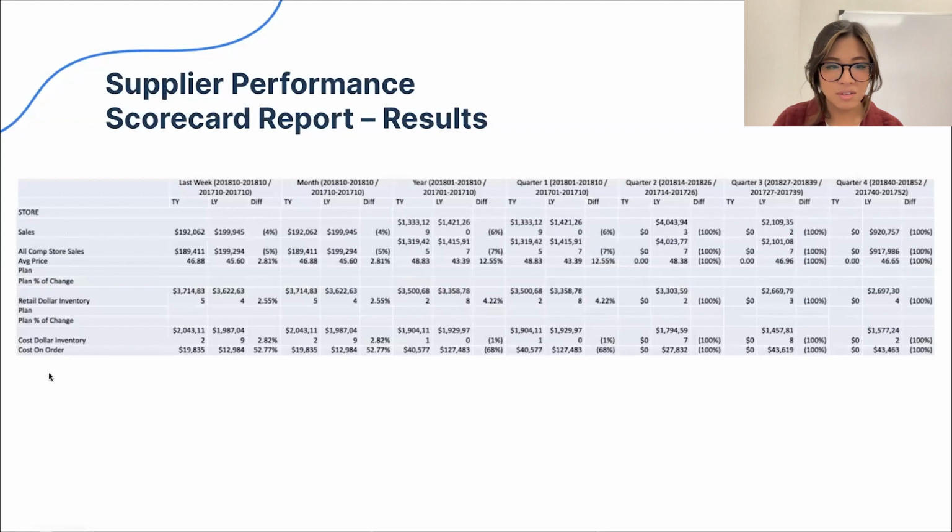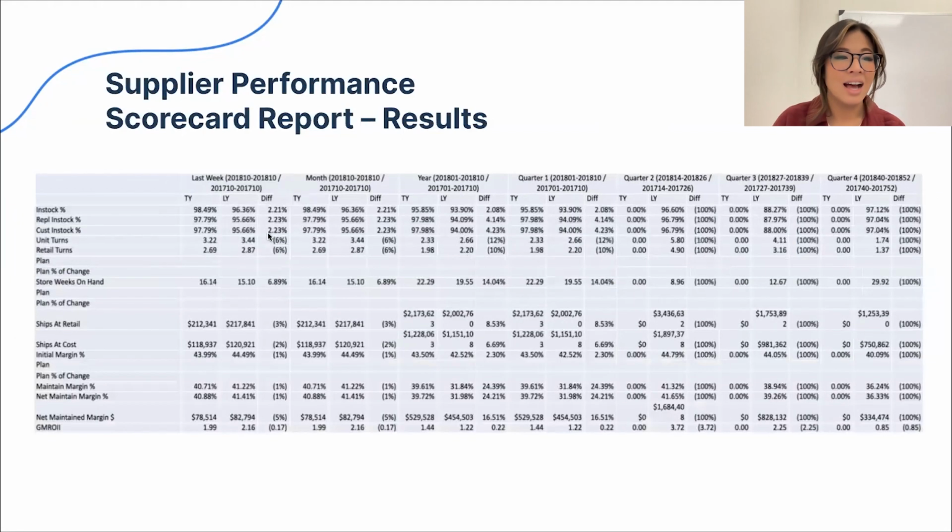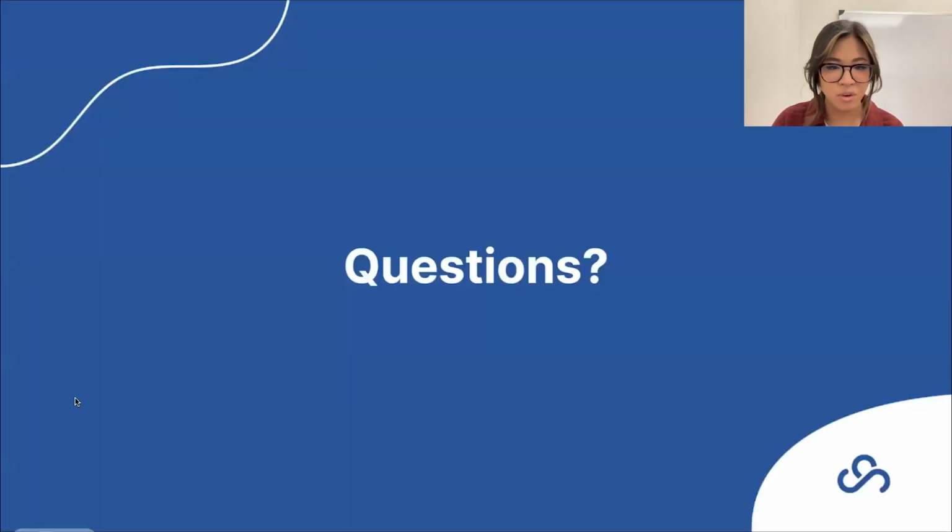Here's your actual sales data. Here's the plan for you. Are you selling to the plan? Are you better or worse than last year? And then these are going to be your efficiency metrics. What are your in-stocks? Again, what is your GMROI? They look at GMROI a lot. What are your margins? So on and so forth.